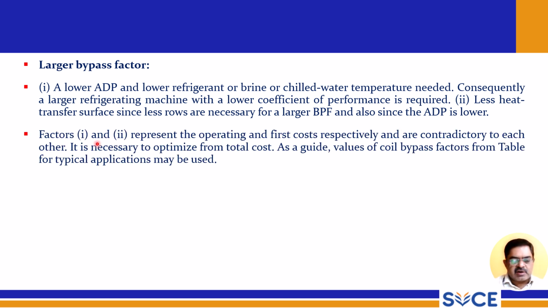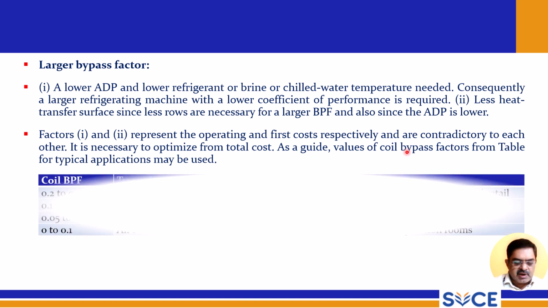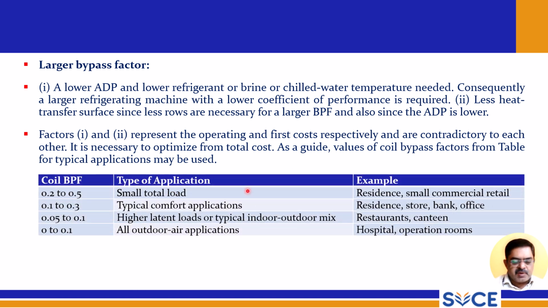So factors 1 and 2 now represent the operating and the first cost respectively, and they are contradictory to each other. So it is necessary to optimize from total cost as a guide. Values of coil bypass factors from the table for typical applications may be used, and this is the table: coil BPF, type of application and example. 0.2 to 0.5 is for small total load, normally residence, small commercial retail.